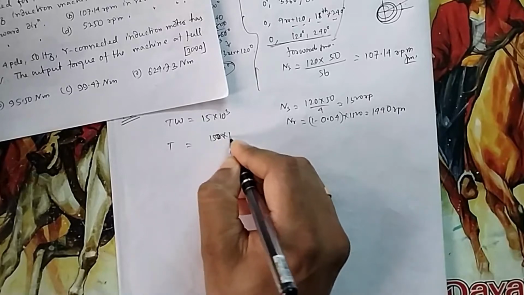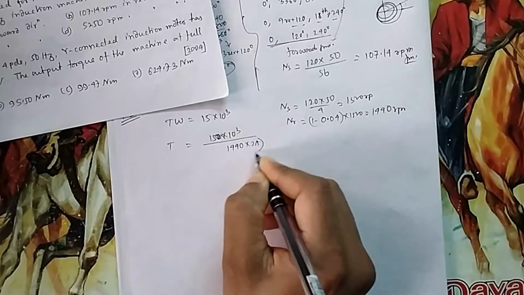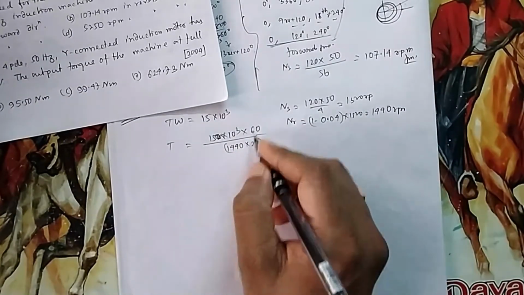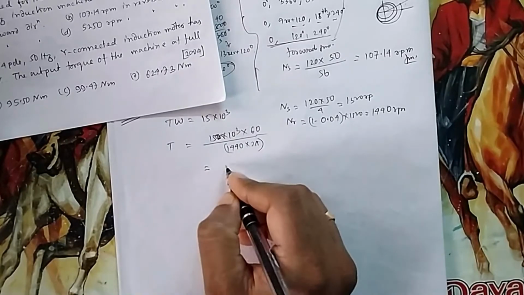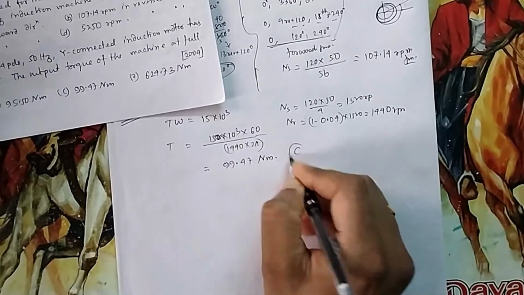So what will be radian per second? It will be 15 into 10 to the power 3, divided by 1440 into 2 pi total radian, but it is per minute, so per second it will be 60. So if you divide by 60 and solve it, you will get 99.47 Newton meter. That is your option C.